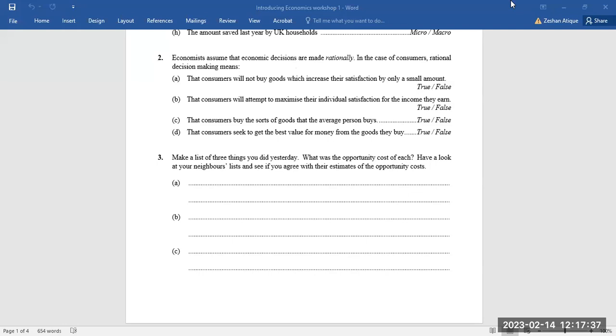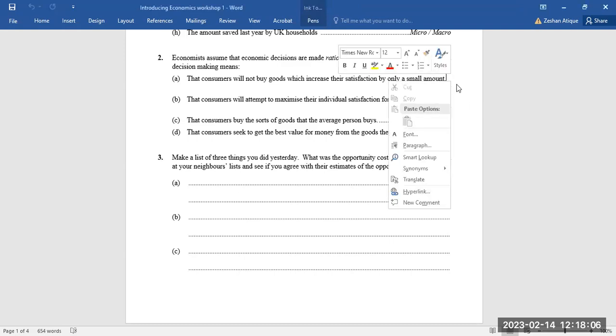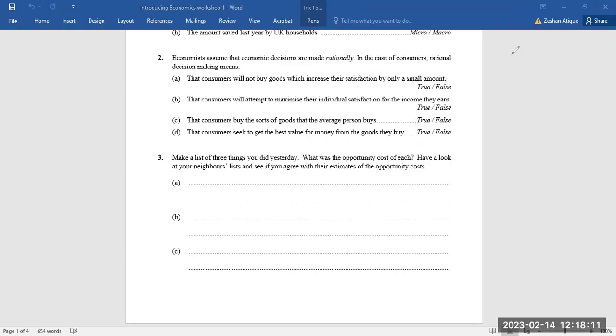Economists assume that economic decisions are made rationally. In the case of consumers, rational decision-making means you have to find out whether the statements given in this question are true or false. The first statement is that consumers will not buy goods which increase their satisfaction only by a small amount. Obviously, this cannot be true, because the rational person is the person who tries to maximize satisfaction. So anything that increases his satisfaction, he goes for it. So this is a false statement.